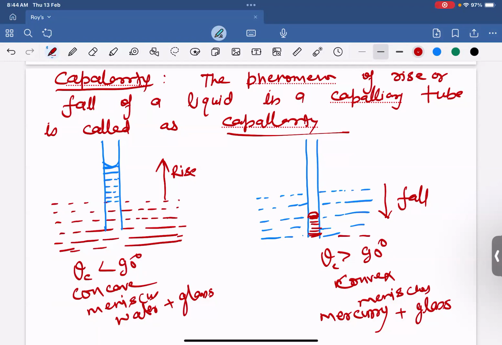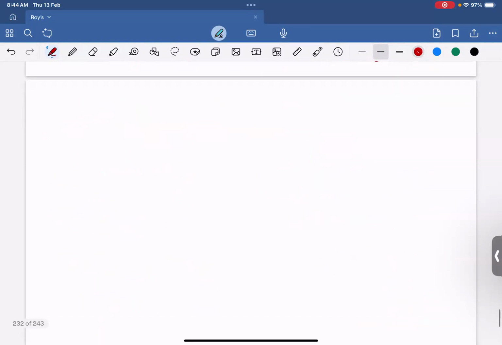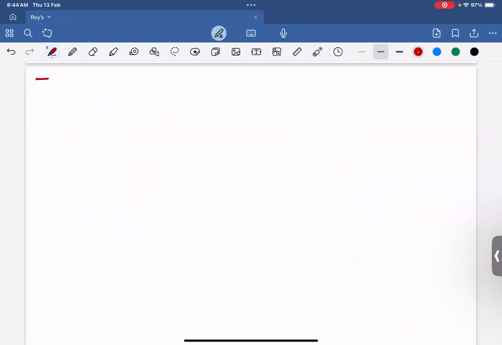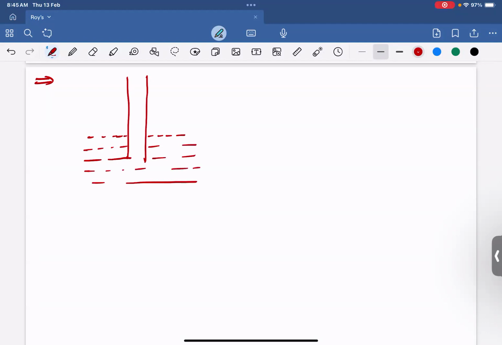Yes, sir. Done. Okay. Now, how much liquid will rise? That formula we are trying to derive. This is true for both in case of rise or fall. So let's suppose you have taken a tube here, and I'll take the first example where the liquid is rising, like water glass interface. So as we know that the surface will become concave because it is water in glass.